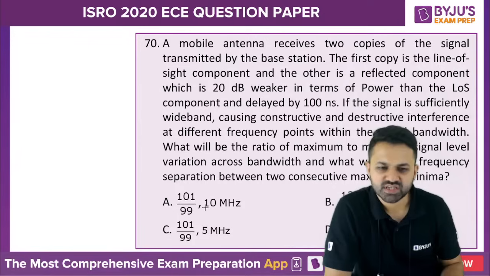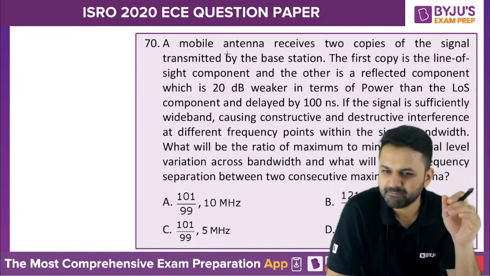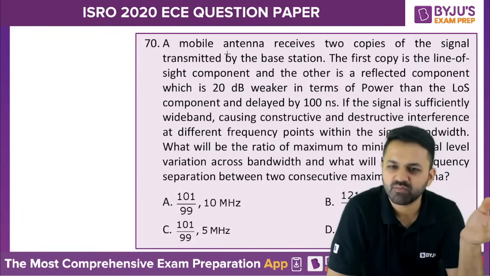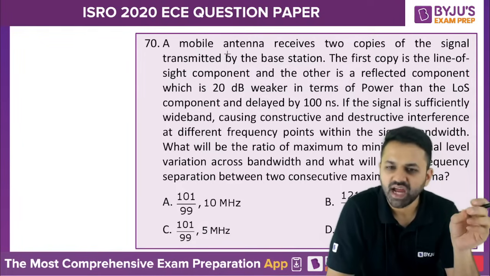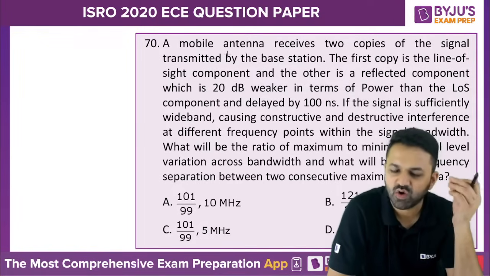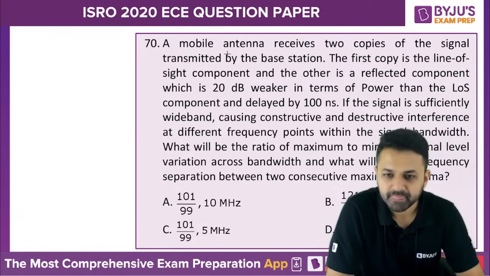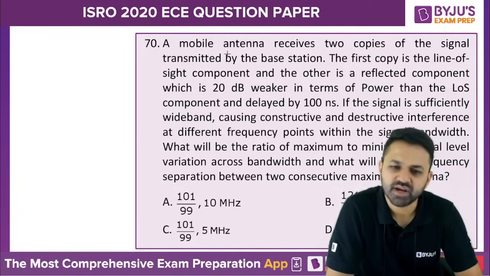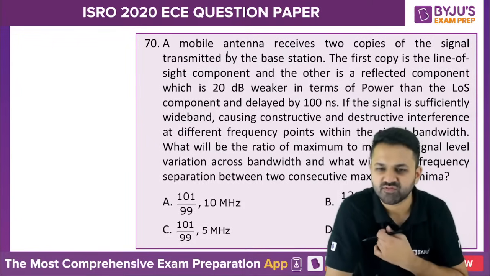Now this is another question in which a mobile antenna receives two copies of the signal transmitted by the base station. The first copy is the line of sight component, and the other is the reflected component. So one is the direct component, another is the indirect component, weaker in terms of power than the line of sight component, and delayed by 100 nanoseconds. If the signal is sufficiently wideband, causing constructive and destructive interference at different points within the signal bandwidth, what will be the ratio of the maximum to minimum? That means the VSWR, and we also have to calculate the frequency separation.